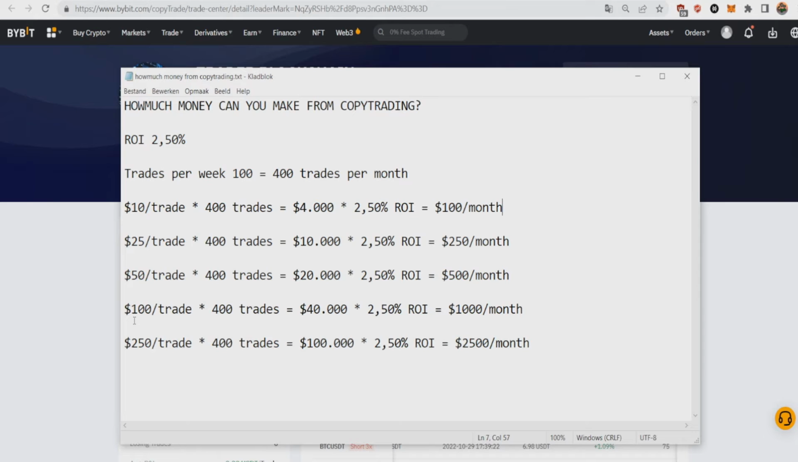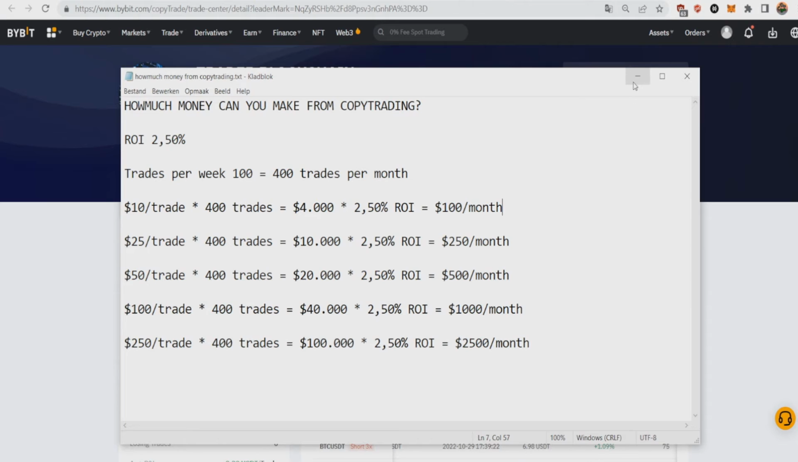If you have a $100 trade, that's $40,000, and you will get to $1,000 a month. Look at this, guys. 2.5% ROI and still making $1,000 a month, and you don't even need that much money to have $100 a trade. I will explain to you guys in the part where I talk about the copy settings how much money you will need. And last but not least, if you have a $250 trade, 400 trades is $100,000 cumulative, and 2.5% return of investment is $2,500 a month, guys. And even for this, you don't need that much money. Believe me, I'm gonna show you in a bit.